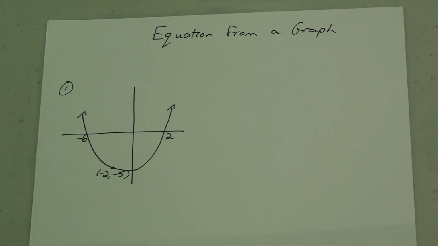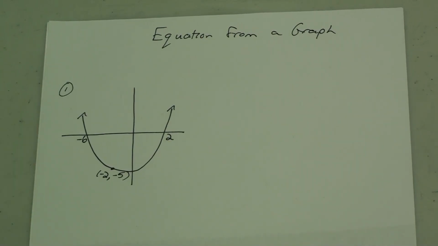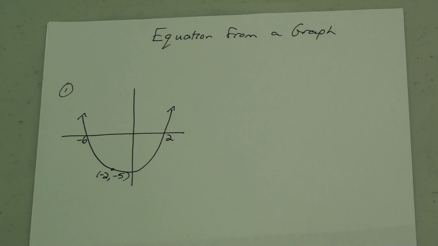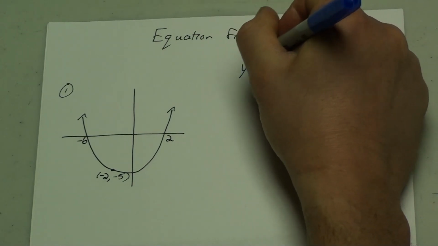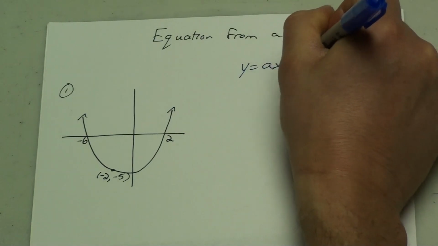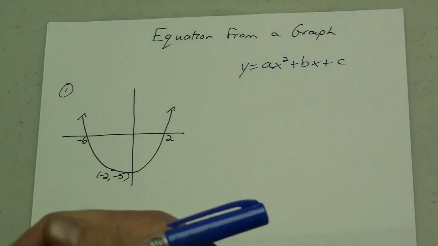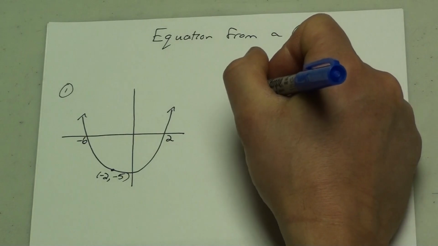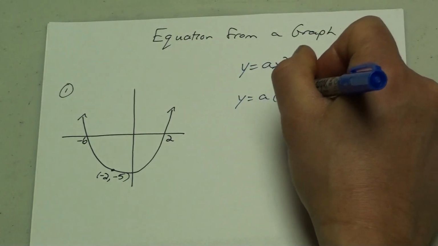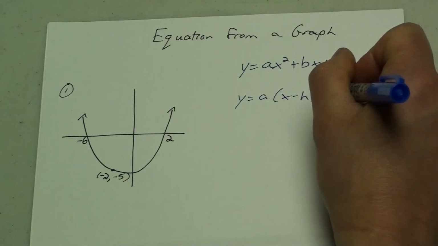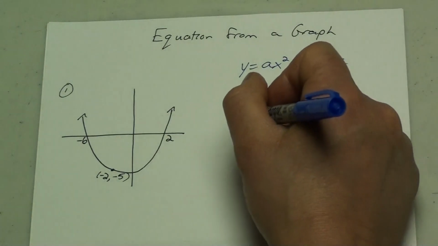Okay, in this lesson we're going to talk about how to come up with the equation when given the graph of a quadratic. So for equations of a quadratic, there are actually three different forms. You can have y equals ax squared plus bx plus c, which is kind of like your standard or general form. You can have your vertex form, y equals a(x minus h) squared plus k, and you can have your factored form.